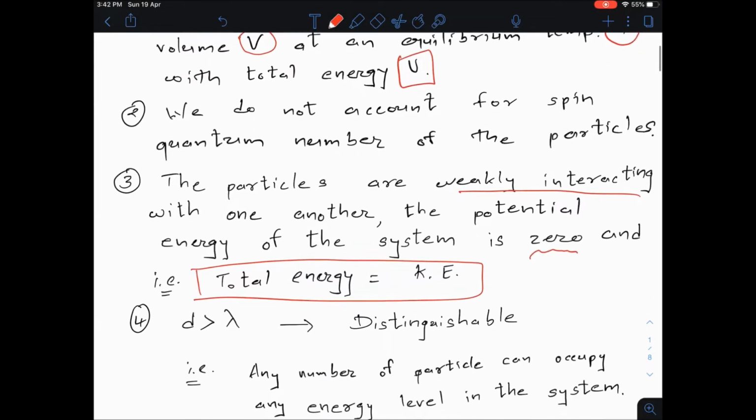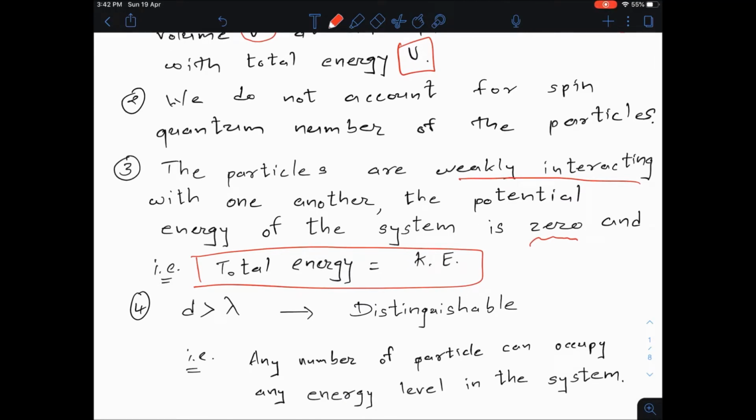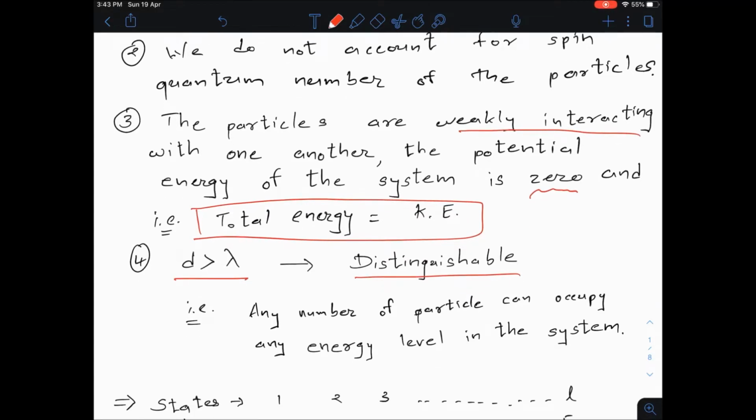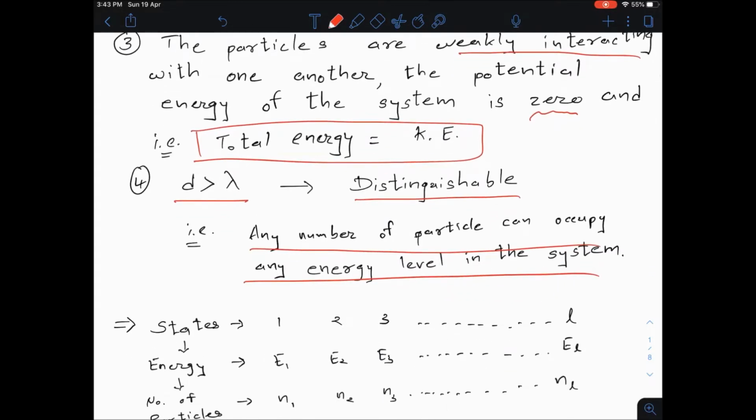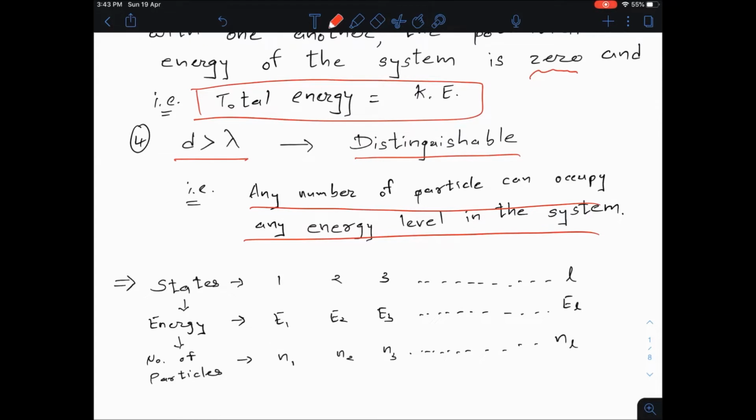Now also the mean separation between the particles is larger than the thermal wavelength and therefore they are distinguishable. So since d is greater than lambda, the particles are distinguishable. So Maxwell Boltzmann system is a classical system and the particles are distinguishable. Since the particles are distinguishable, that means that any number of particles can occupy any energy level in the system. Is it clear? Okay, so here we have considered a system.